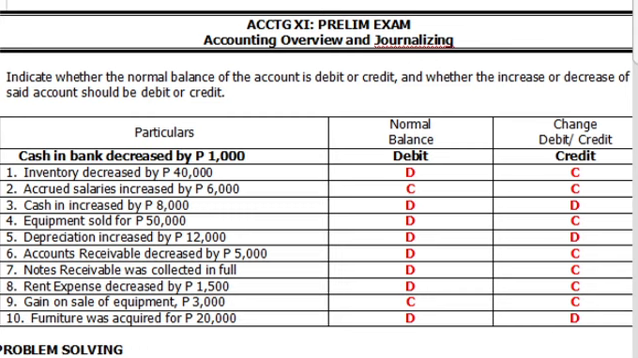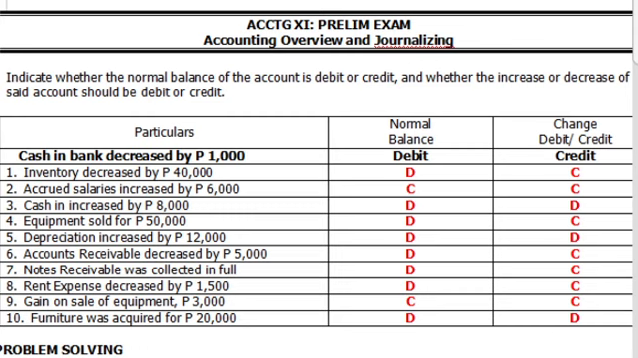Accrued salaries is a liability or payable. So, nagamit na yung salaries. Nakapagtrabaho na yung ating empleyado pero hindi pa natin sila nababayaran. Kaya, yung normal balance ng liability natin is credit. And kapag nag-increase yung utang, ibig sabihin, nandun siya sa kanyang normal balance. So, credit.